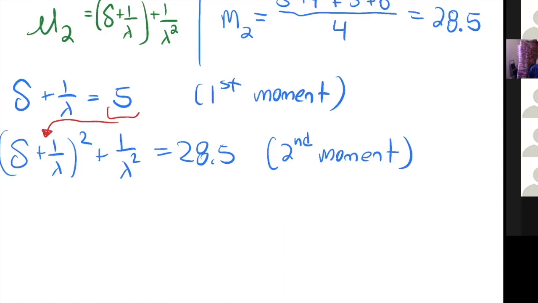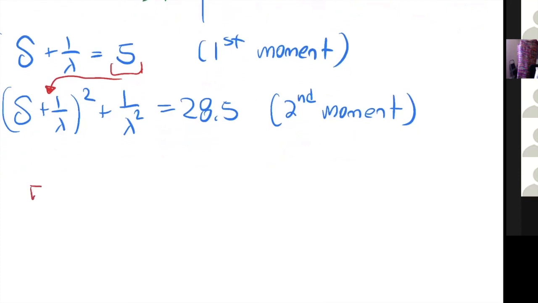Yeah. So I think what is going to be useful in a lot of these problems is some sort of substitution strategy. Elimination strategy is useful when you have linear systems. That might not work here. So from the first equation, I know that delta plus 1 over lambda is 5. So let me plug that into the second equation. That would give me 5 squared plus 1 over lambda squared is 28.5. And that's great.